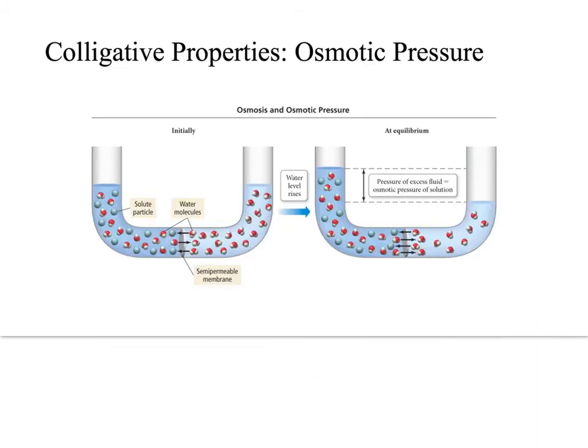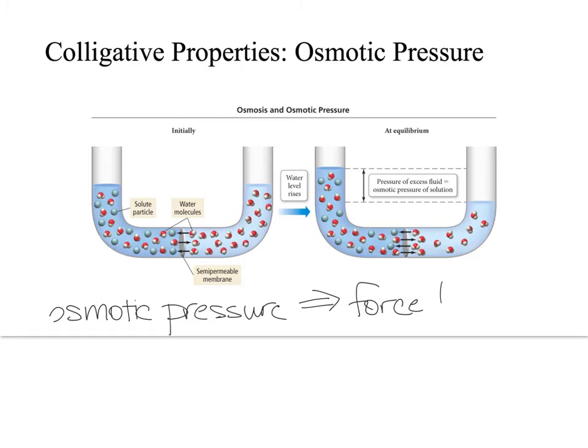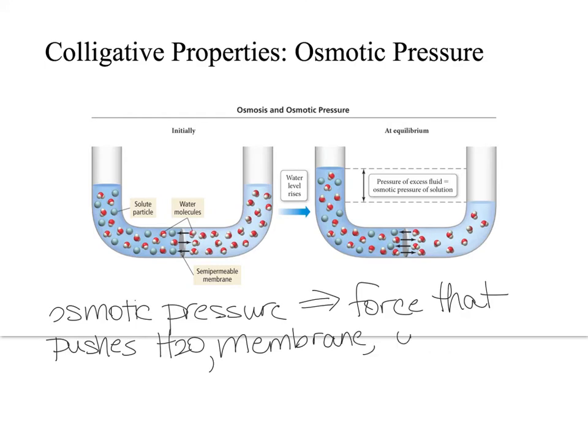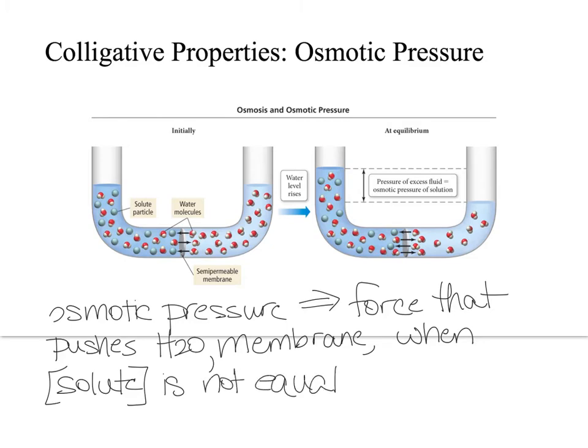The fourth colligative property is osmotic pressure. This is defined as the force that pushes water across a membrane when the solute concentration, I'll put that in brackets, is not equal for the two different sides.